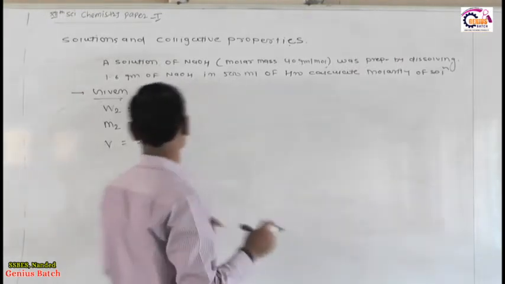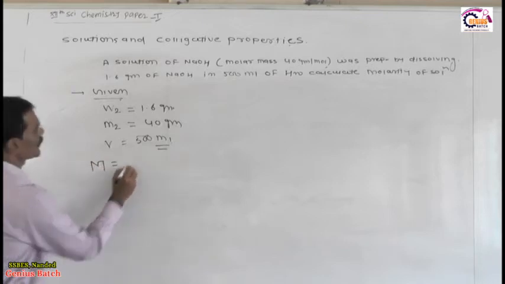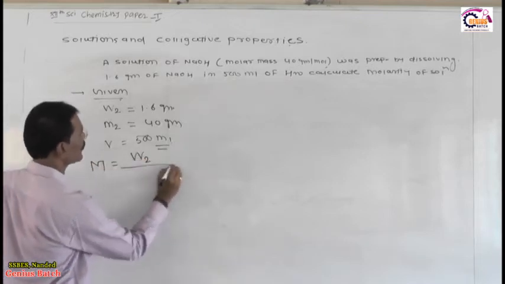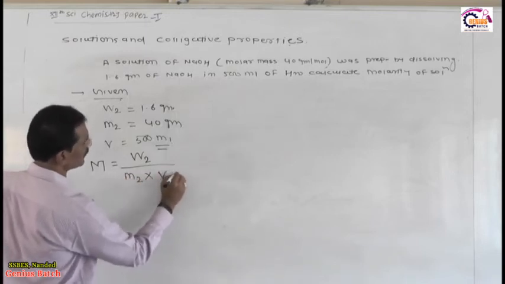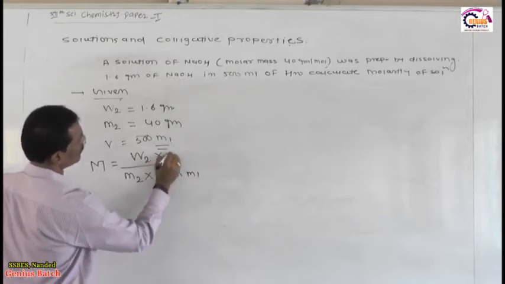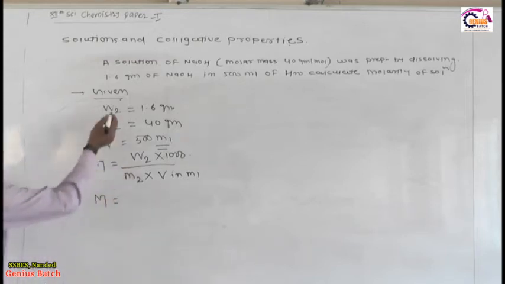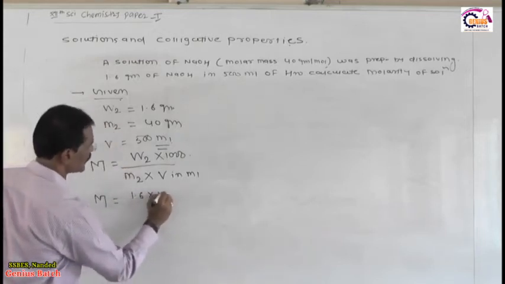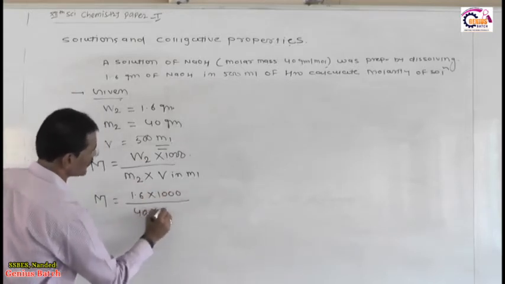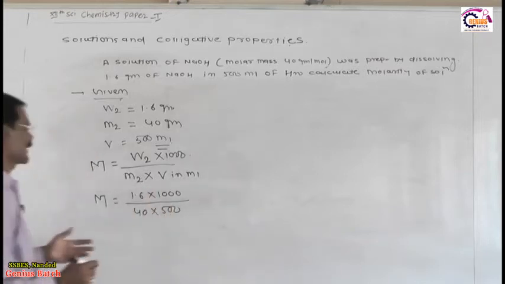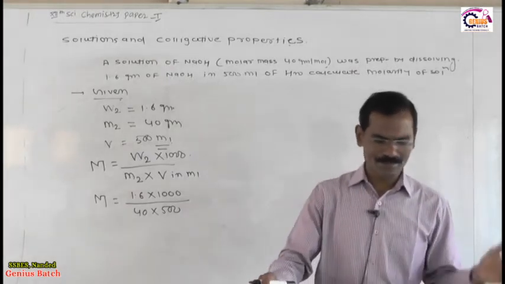If we consider the volume in ml, then what is the formula of molarity? Capital M is equal to W2, that is mass of solute, divided by M2 molar mass into V volume of solution. If volume of solution is in ml, then here we put 1000. This is very simple. Therefore capital M is equal to 1.6 into 1000 divided by M2, 40, into 500.